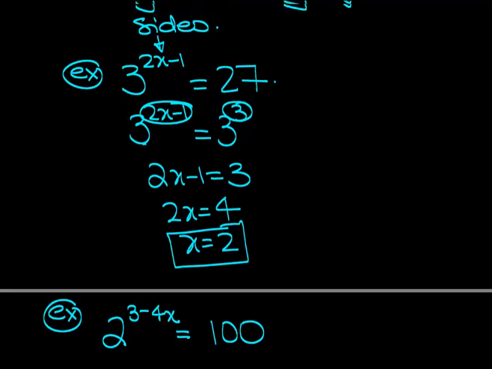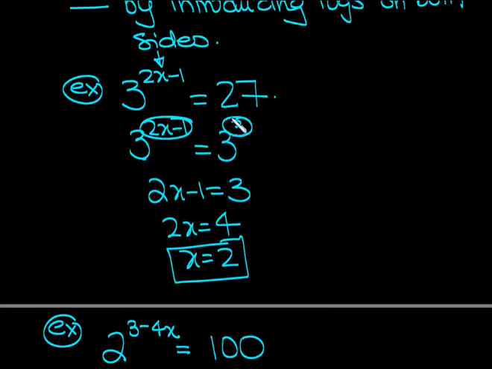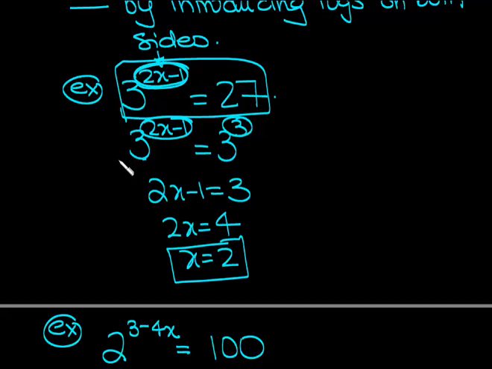Let me go back to this problem for a minute. Anytime you're given an exponential equation, this is an exponential equation because the unknown is an exponent. Anytime you're given an exponential equation, if you can write everything as the same base, then you can do this. Do you guys follow? So if I can write everything as the same base, I can do that.